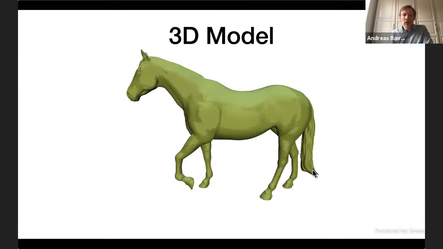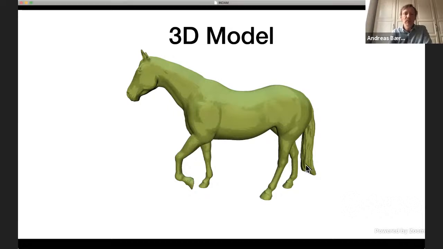Given a 3D model, in this case we use a mesh as an example, just to make it easier to see what's going on.